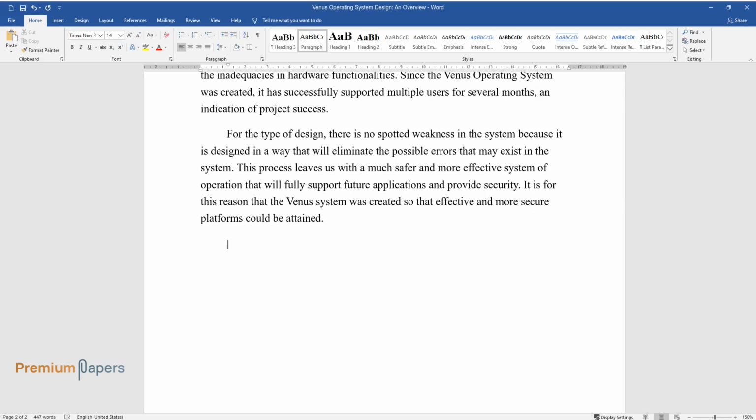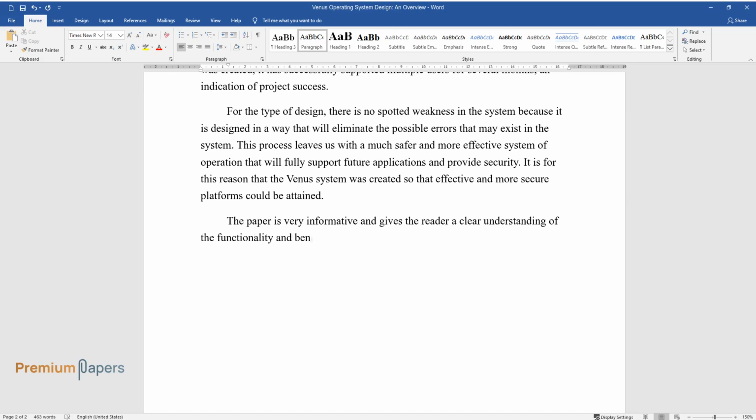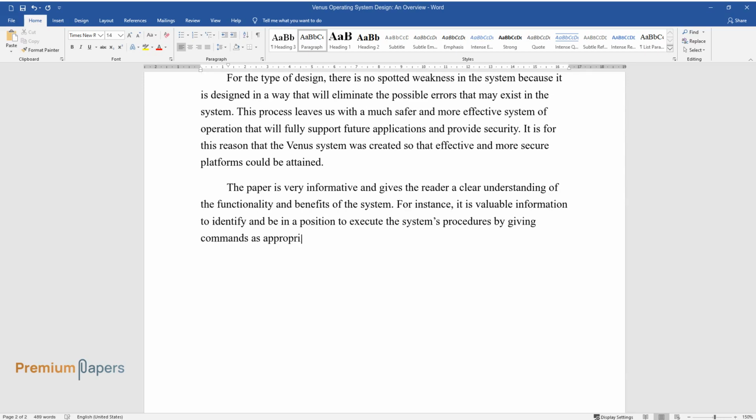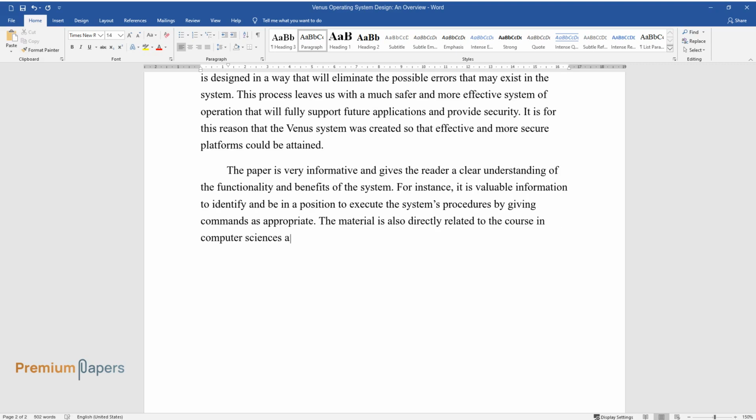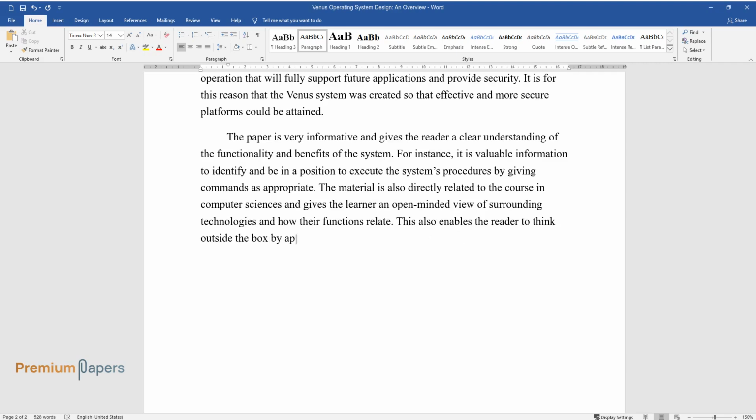platforms could be attained. The paper is very informative and gives the reader a clear understanding of the functionality and benefits of the system. For instance, it is valuable information to identify and be in a position to execute the system's procedures by giving commands as appropriate. The material is also directly related to the course in computer sciences and gives the learner an open-minded view of surrounding technologies and how their functions relate. This also enables the reader to think outside the box by appreciating the concept employed in Venus's operating system.